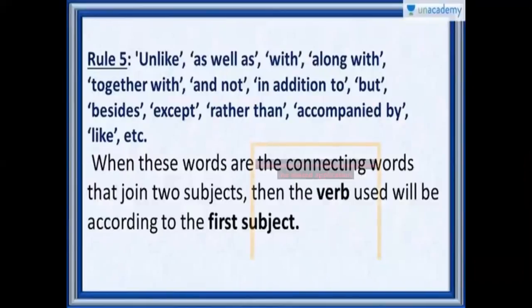The king and not his army. The king and not his men is marching in the battlefield or are marching in the battlefield? Is is correct. Why? Because the first one, the king, is singular. King is singular.